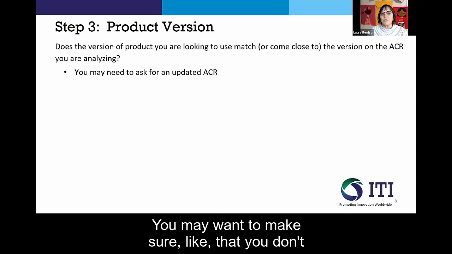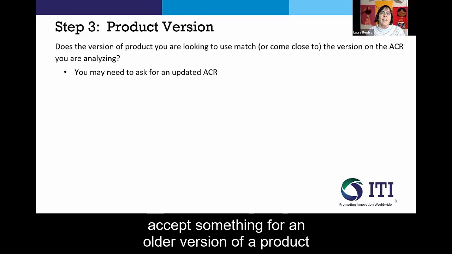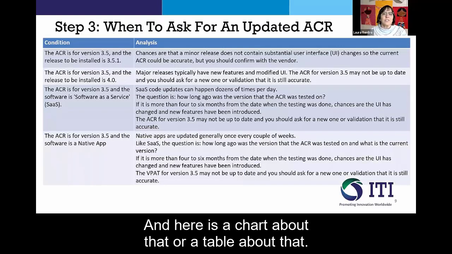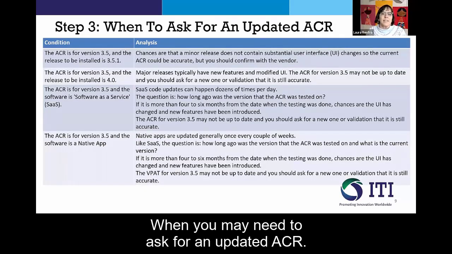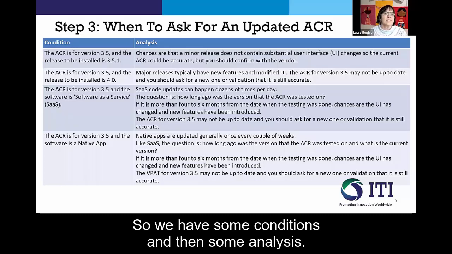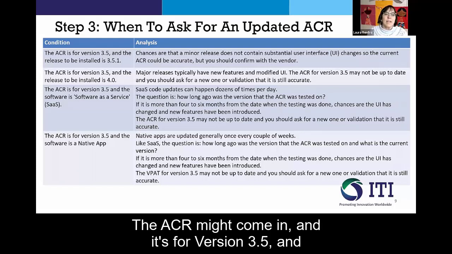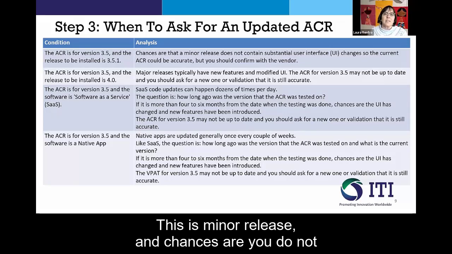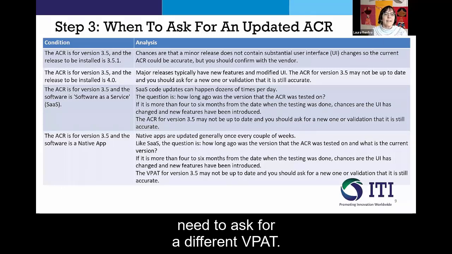You may want to make sure that you don't accept something for an older version of a product where it may not be applicable at all. And here is a chart about that, or a table about that. When you may need to ask for an updated ACR, okay, so we have some conditions and then some analysis. The ACR might come in and it's for version 3.5, and the release to be installed is 3.5.1. This is a minor release, and chances are you do not need to ask for a different VPAT.